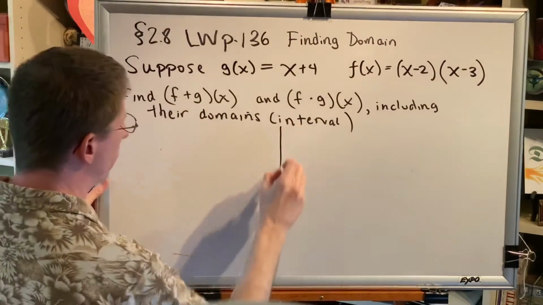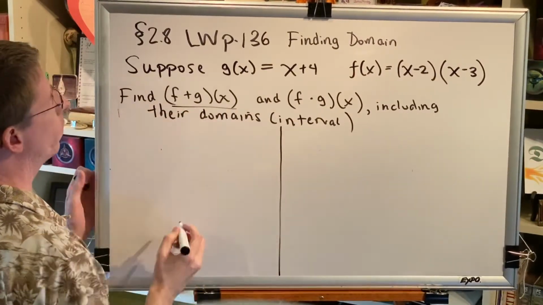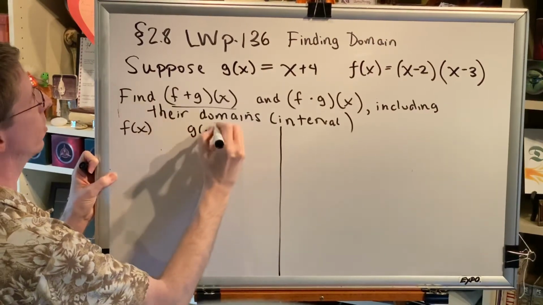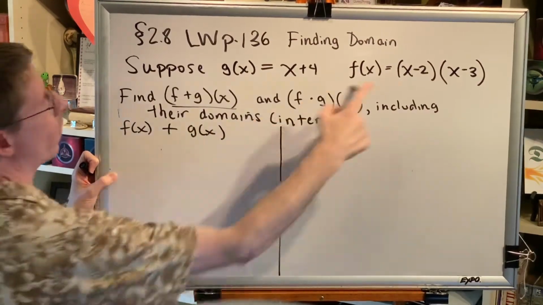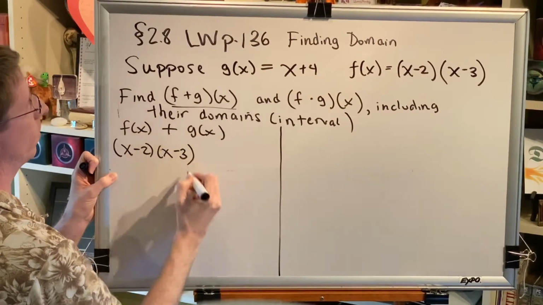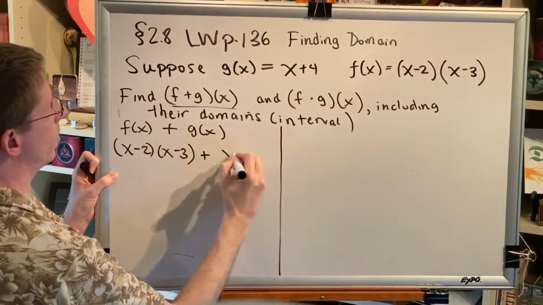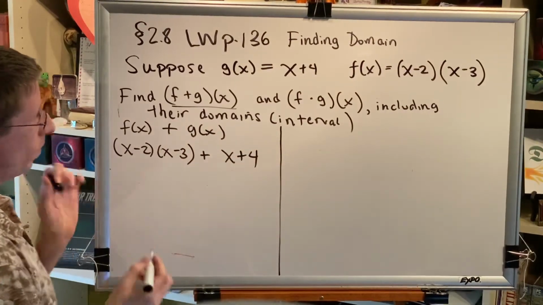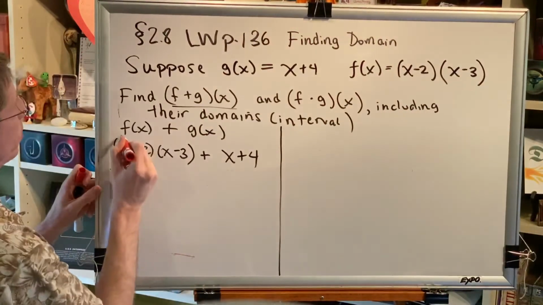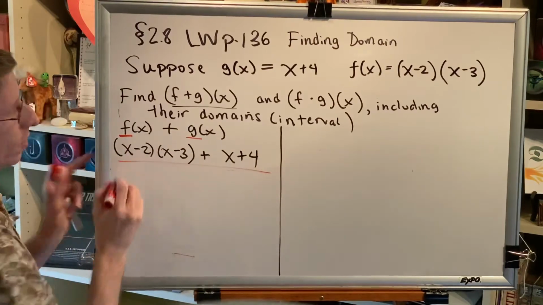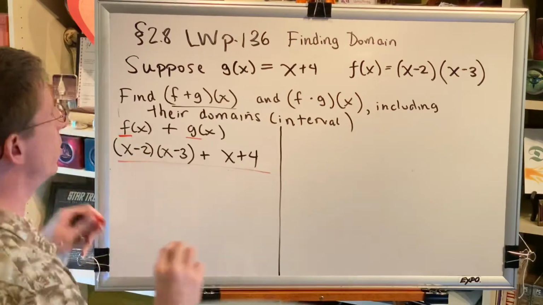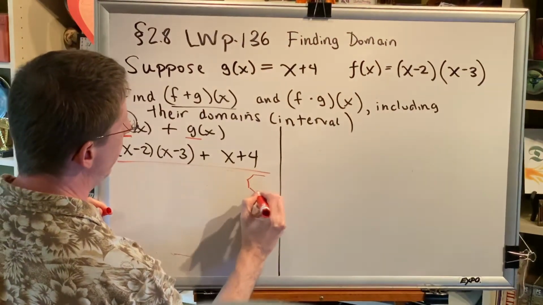Okay, let's solve this problem. Let's start with f plus g of x. That would be f of x and g of x added together. F of x is the x minus 2 times the x minus 3. G of x is the x plus 4. Because this problem asks us to determine domain, we notice that the letters f and g are absent from this line, and it's the first line of algebra that does not include them. Therefore, this is the moment where we must stop and determine our domain.